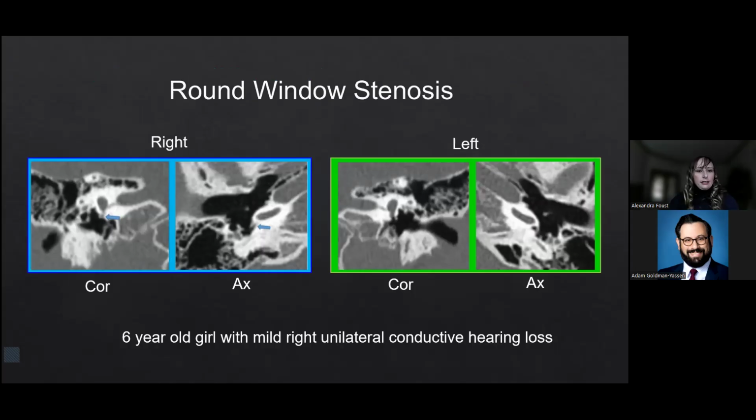And then here's a case of round window stenosis. So although in this case the round window is located where it should be, we see that on the right side it's very narrow compared to what the normal width on the left side is, in this patient who had unilateral conductive hearing loss.